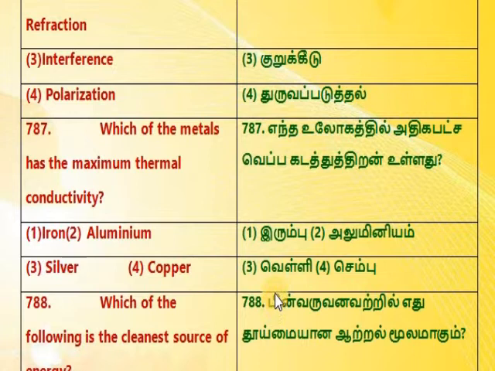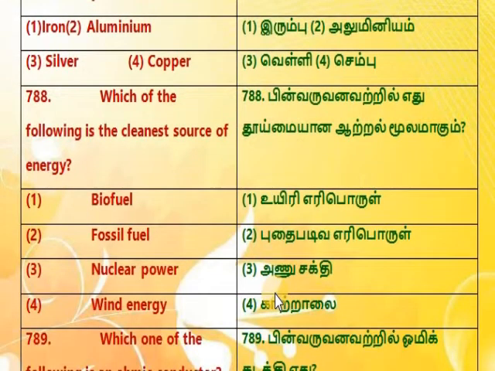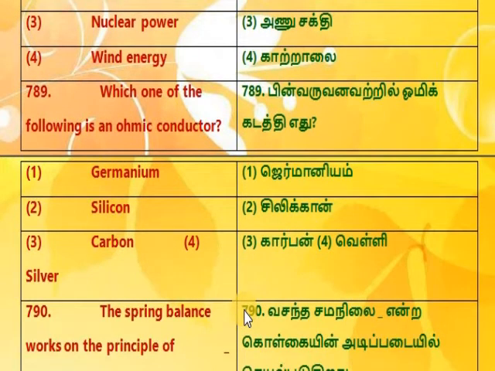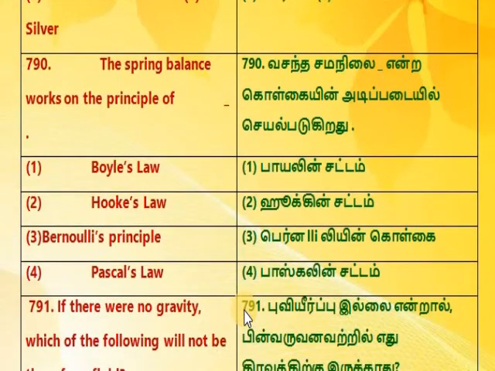787. Which of the metals has the maximum thermal conductivity? 1. Iron, 2. Aluminium, 3. Silver, 4. Copper. 788. Which of the following is the cleanest source of energy? 1. Biofuel, 2. Fossil fuel, 3. Nuclear power, 4. Wind energy. 789. Which one of the following is an ohmic conductor? 1. Germanium, 2. Silicon, 3. Carbon, 4. Silver.